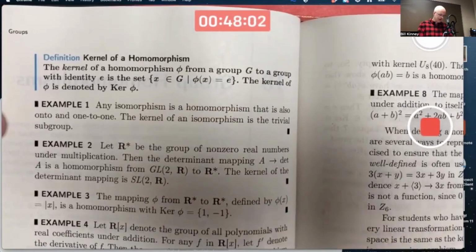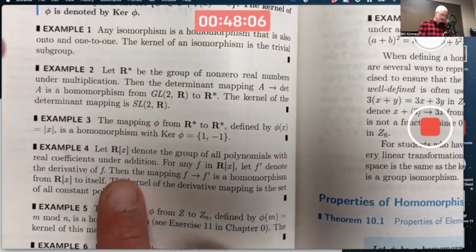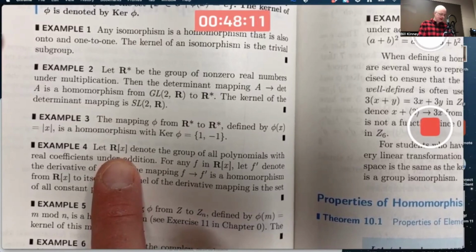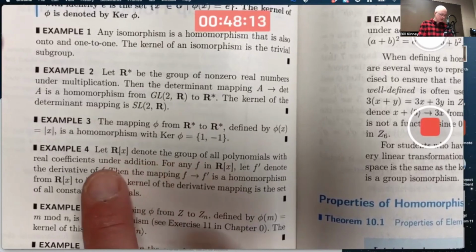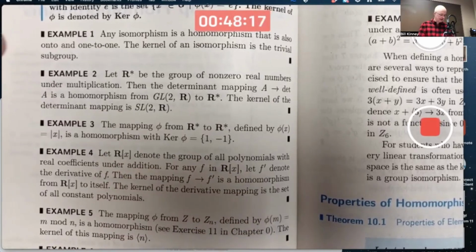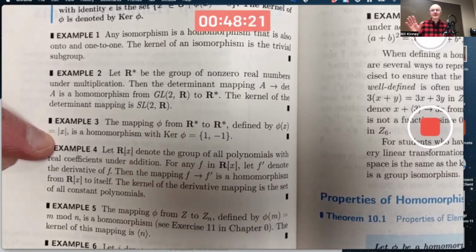Some more examples are here. Maybe this one's worth highlighting. This is going to come up in ring theory. Let R[x], with square brackets around the x, denote the group of all polynomials with real coefficients, where the group operation is addition. So the elements in this group are polynomials. We haven't talked about this group before, but I'm talking about it right now.